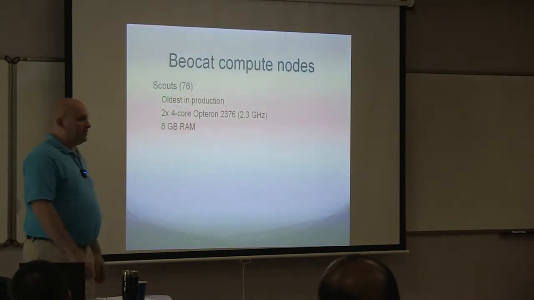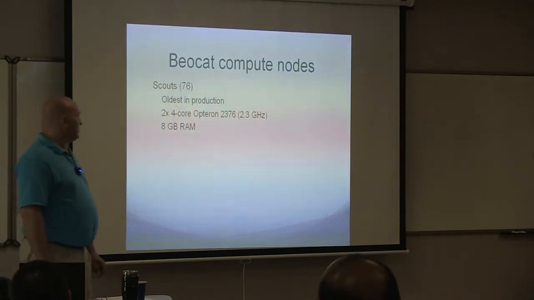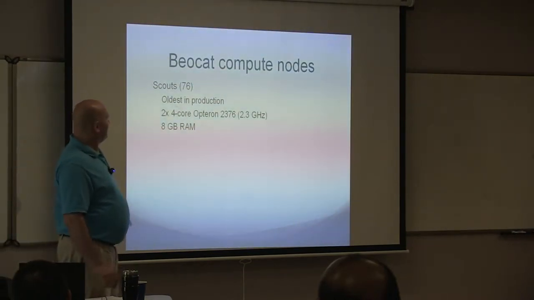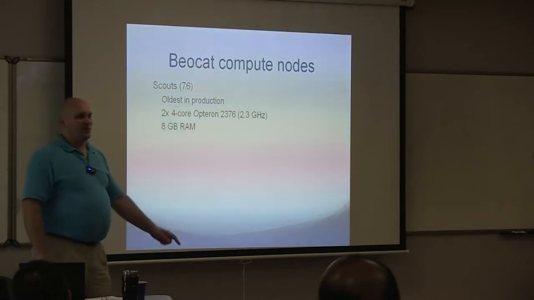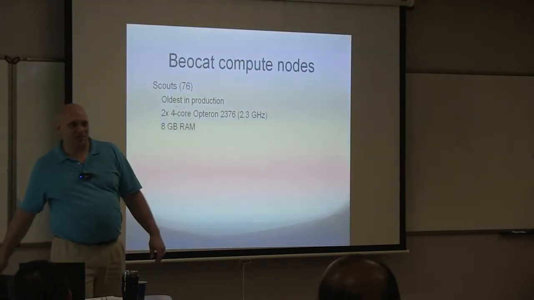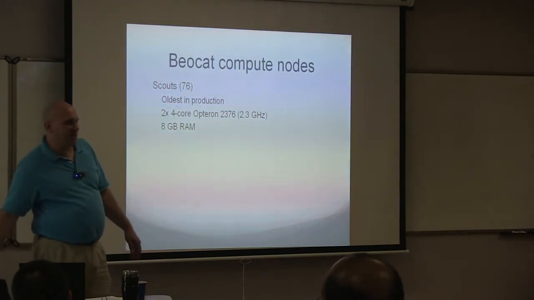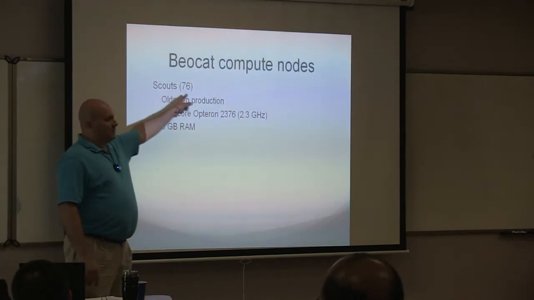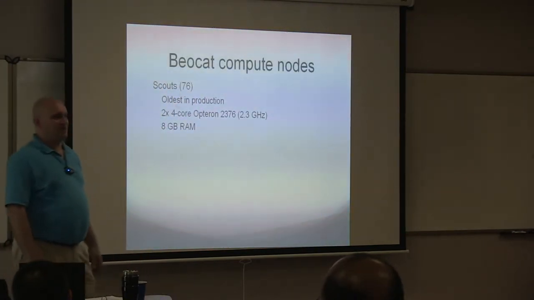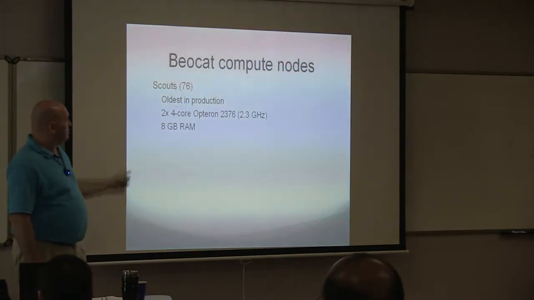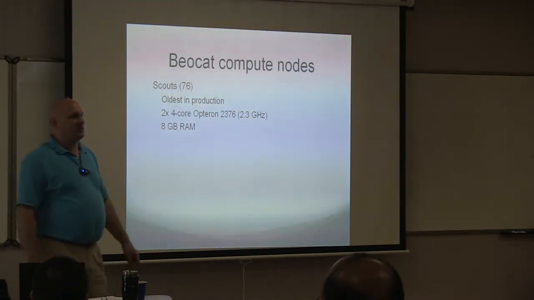The compute nodes that we have, four classes that are currently in service. First one are the scouts. This is kind of aimed for those of you who have used the system before, so you kind of know what's going on here. We have 76 of those. We've got a whole bunch of them, really inexpensive from Sun. They're the oldest ones we have in production. They are not the fastest guys on the block, but we have lots of them.